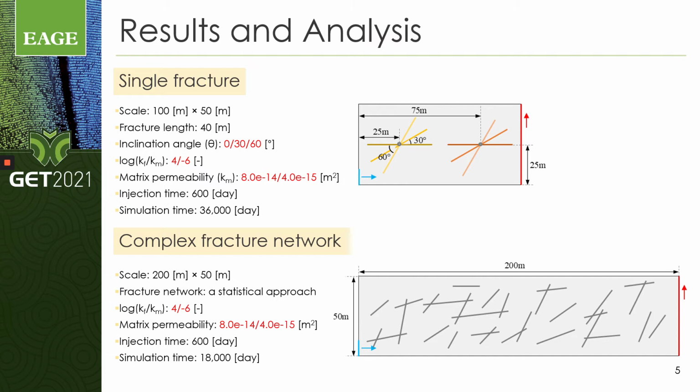Okay, now we move to the results and analysis. First, we consider a single fracture case and investigate the impact of fracture location, inclination angle, and permeability contrast on the trapping behavior.